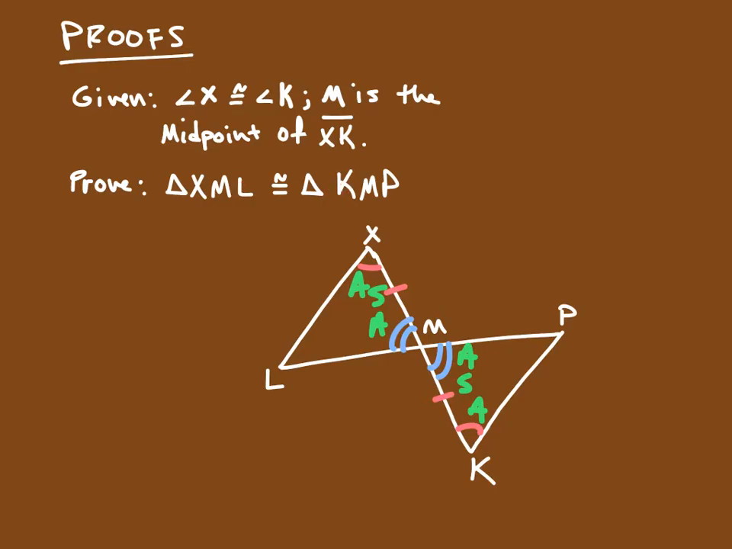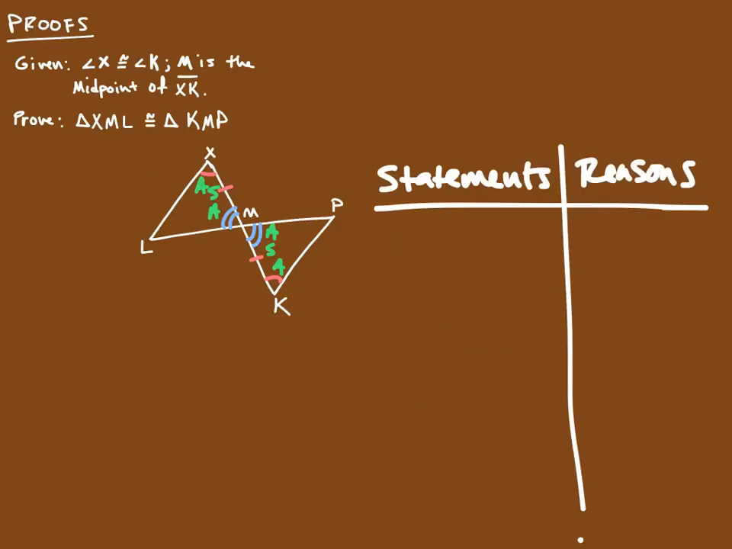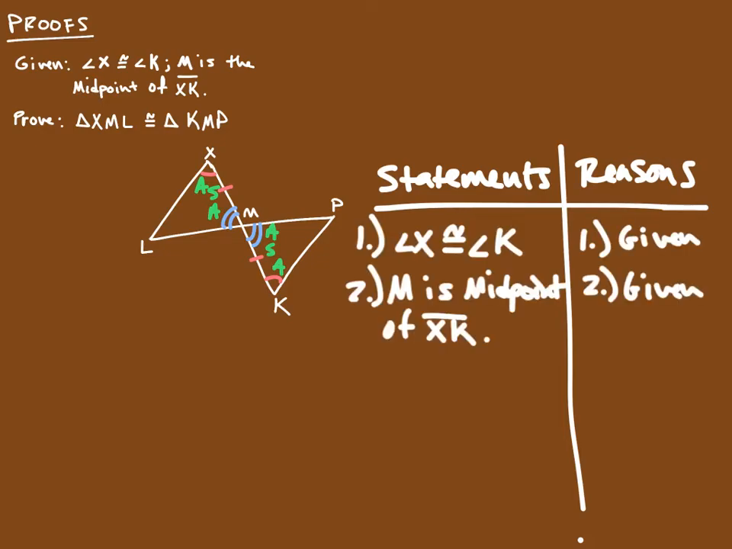So let's write out the statements and reasons of this proof. All right, so once we have our t-chart here and we have statements on the left side and reasons on the right side, I want to start writing out our given statements over here in our statements and provide our reasons. All right, so I always write out my given statements. Those are the first things I write out. And the next thing I want to write out is our third statement. And it's what can I conclude from this information?